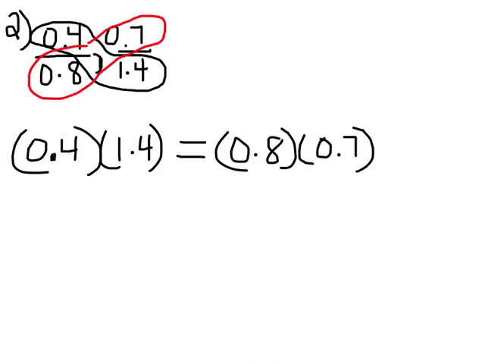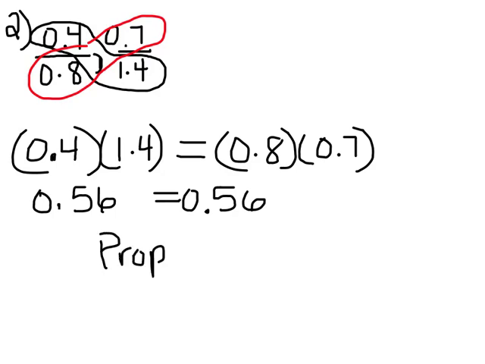0.4 times 1.4 gives us 0.56. 0.8 times 0.7, well, 8 times 7 gives us 56. And remember, our answer should have two decimal spots, so that as well gives us 0.56. So these two ratios are in fact a proportion, because those two ratios are equal to each other.